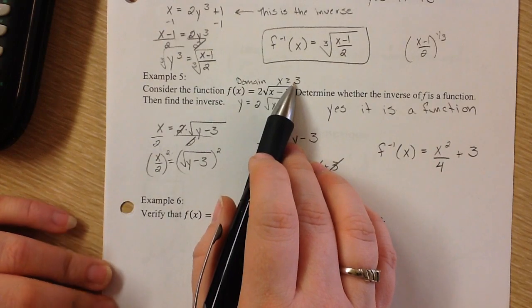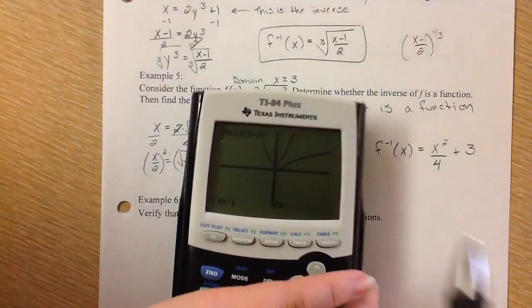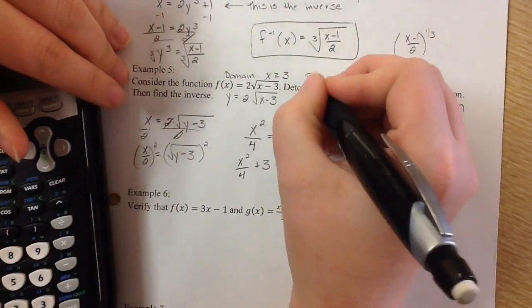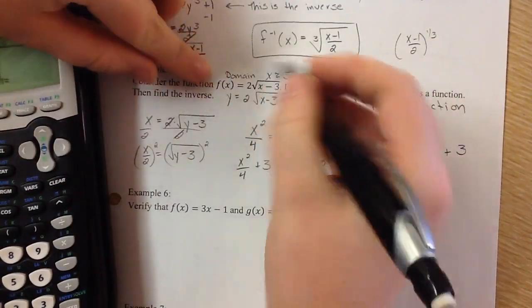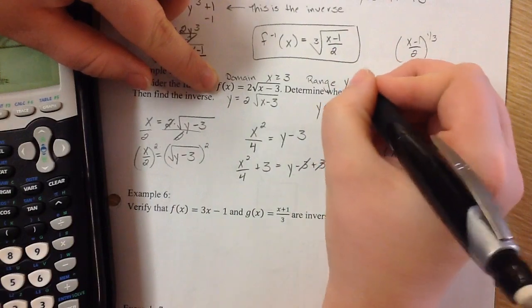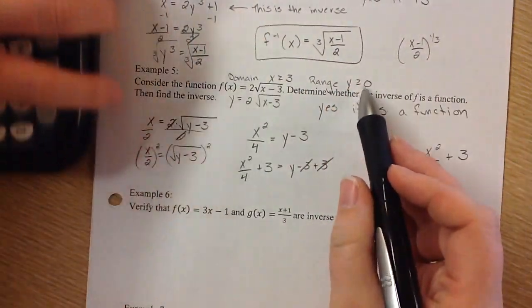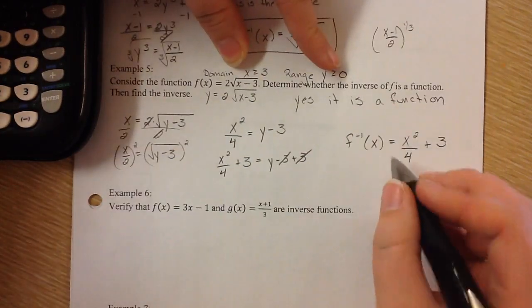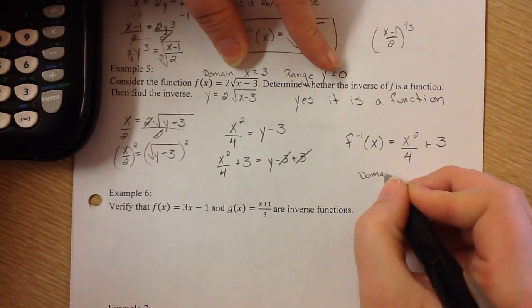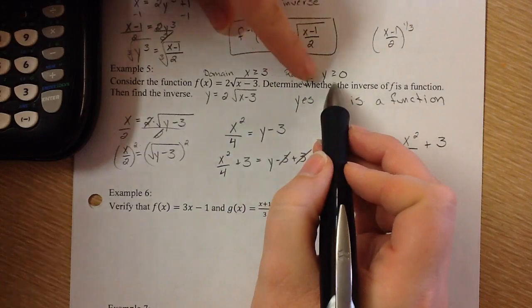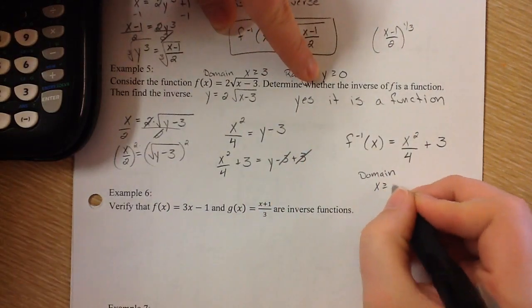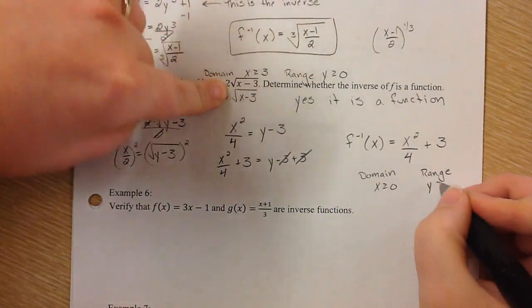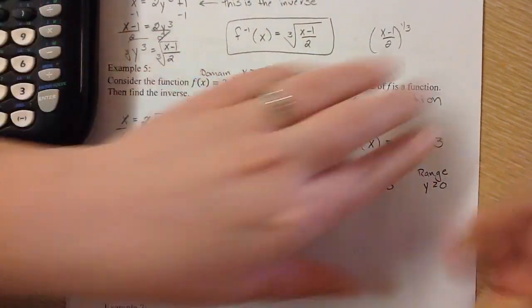Okay? And I'm only going to get numbers out. My range is numbers greater than or equal to 0. My range for this function here is y is going to be greater than or equal to 0. So that means that on its inverse, my domain is now the range from here. X's can only be greater than or equal to 0, and my range is y's greater than or equal to 3. Oh, not 0, 3.